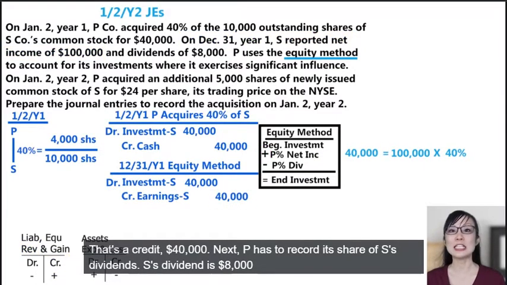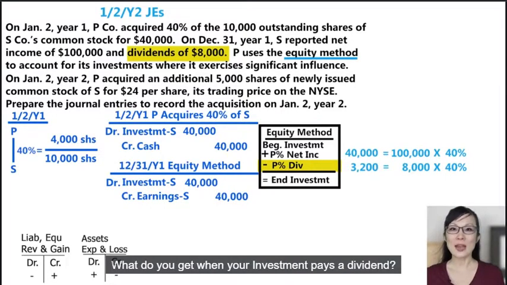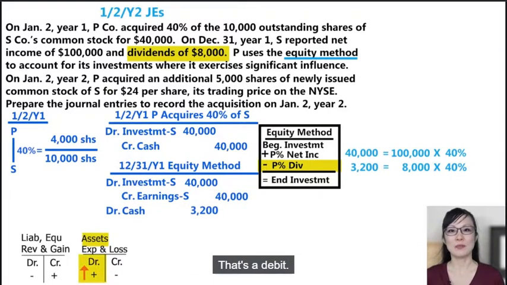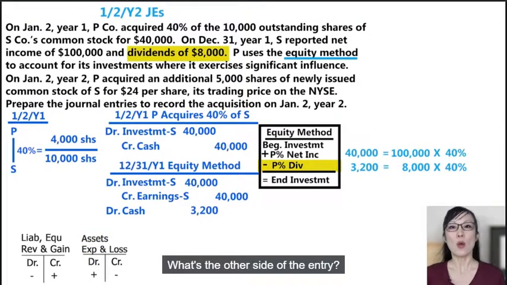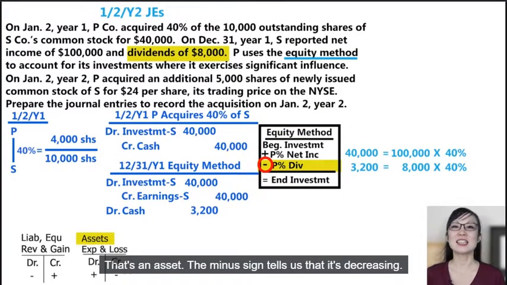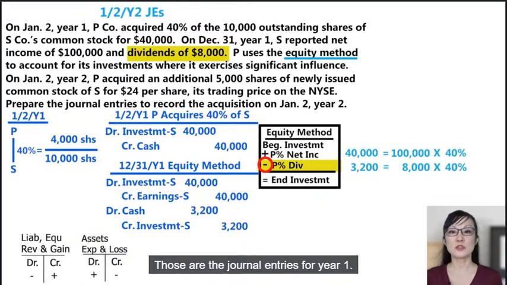Next, P has to record its share of S's dividends. S's dividend is $8,000 times P's 40% equals $3,200. It's a dividend. What do you get when your investment pays a dividend? Cash. Cash is an asset, it's increasing, that's a debit. What's the other side of the entry? Well, when we get a dividend from our investment, what does that affect? The investment. That's an asset. The minus sign tells us that it's decreasing. It's a credit, $3,200. Those are the journal entries for year 1.